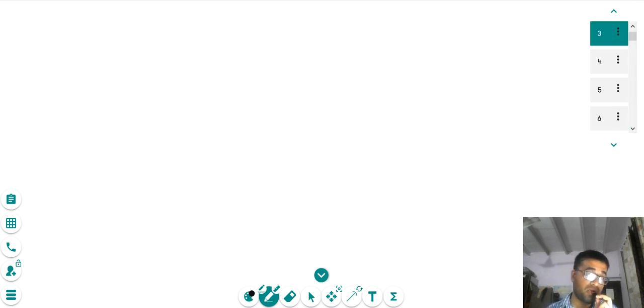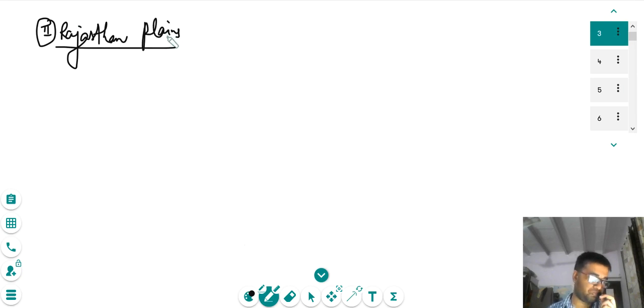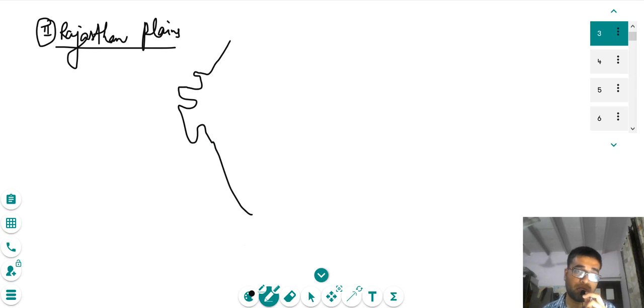Now let us move to the next part of the plains, that is the Rajasthan plains, right? We have done the Punjab plains. Moving on to the second part, that is the Rajasthan plains, right? Now in case of Rajasthan, this is here Aravali, right?